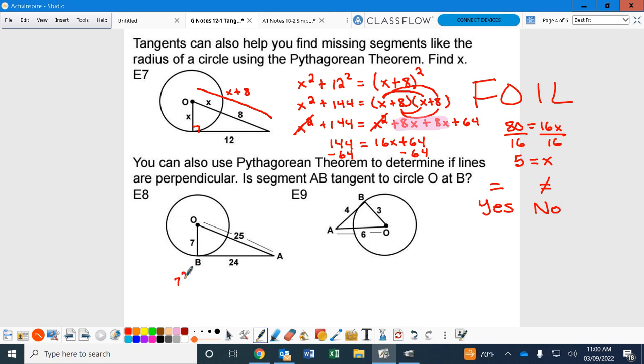This would be 7 squared plus 24 squared equals 25 squared. We should be able to work through this pretty quickly. What is 7 squared? 49. Plus what is 24 squared? 576. And then 25 squared, I know that one. That one's 625. Check, make sure. Yes. Add 49 plus 576.